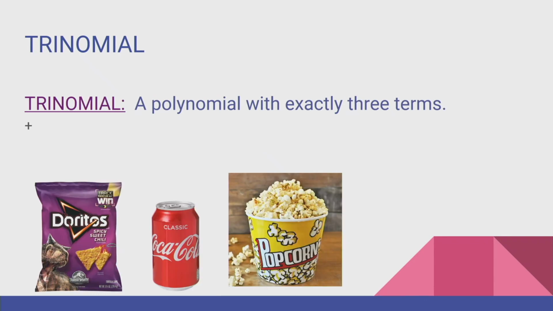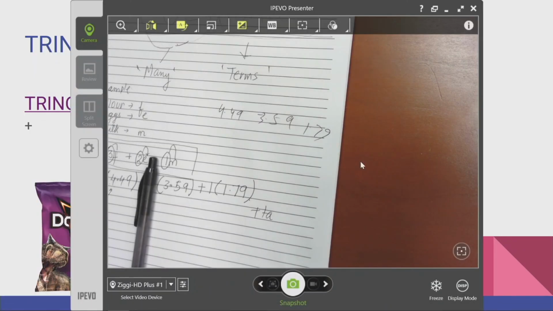Here comes trinomial. So suppose you go for a movie and you are interested in buying popcorn, Coke, and a bag of chips. When you go to a counter, they will add up all. Because you are buying 3 things, tri means 3, that have exactly 3 terms. So let's take an example of a trinomial.